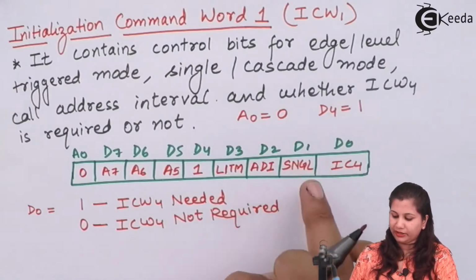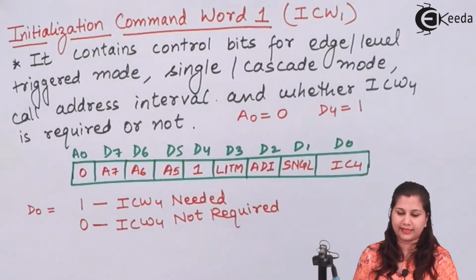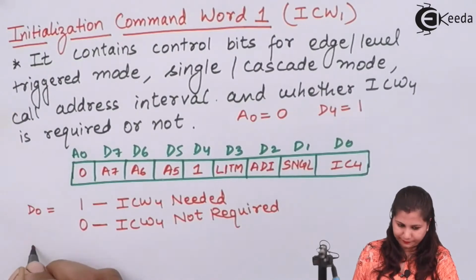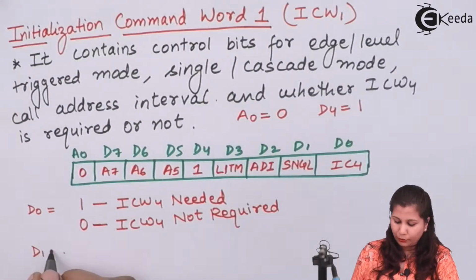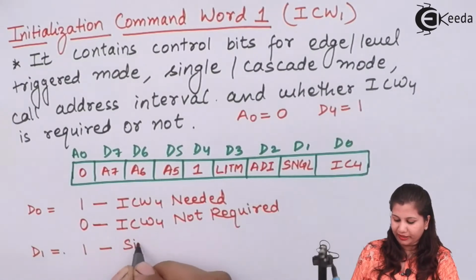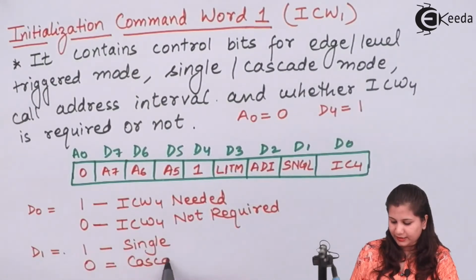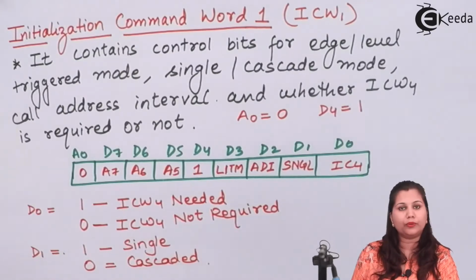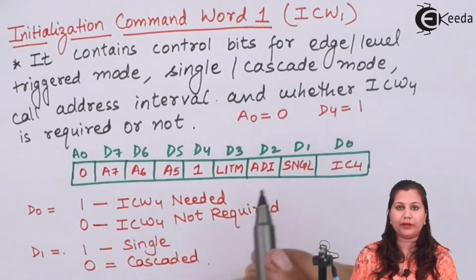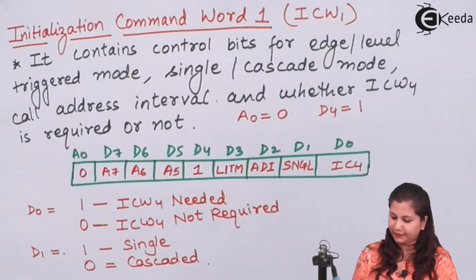Then we have D1, which is SNGL, means single or cascaded. So when this bit is 1, it means that the 8259 IC is in single mode, and when it is 0, it means it's in cascade mode. So this bit is going to decide whether the 8259 IC is in single mode or in cascade mode.